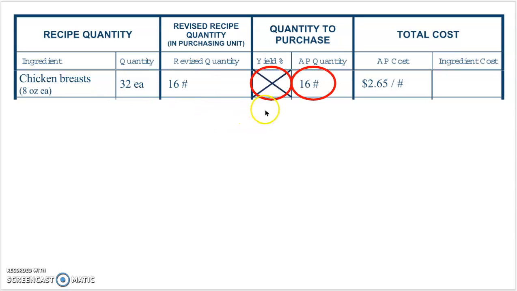Of course, there's no need for a yield percent, because there's 100% yield on chicken breasts, so we just transfer that 16-pound quantity right over to the AP quantity. Then we take that AP quantity and multiply by the cost per pound, and we get our ingredient cost for that individual ingredient.